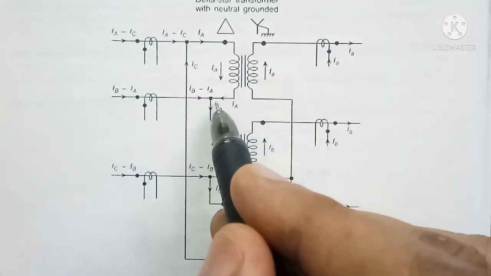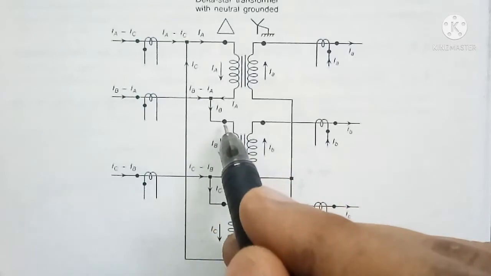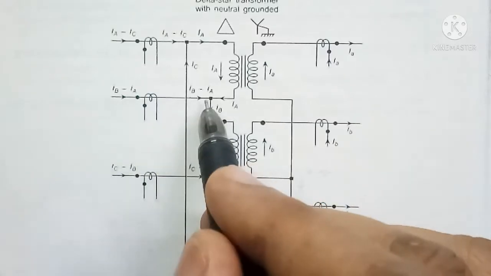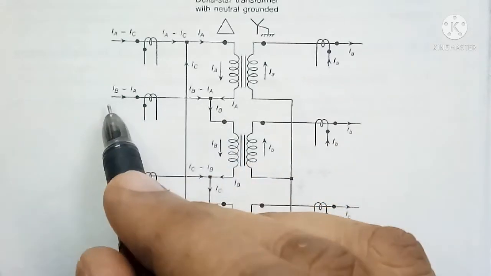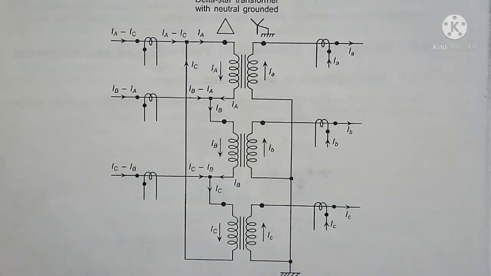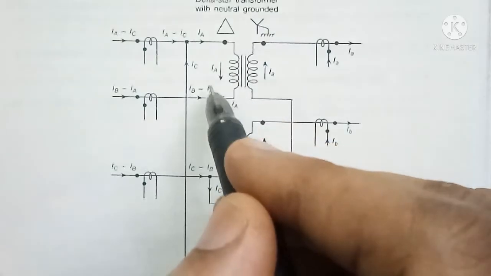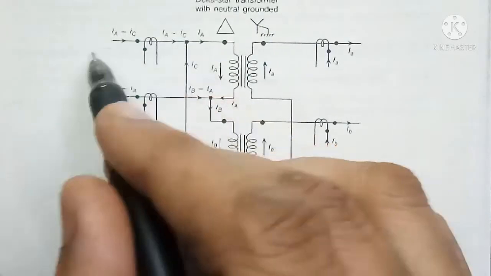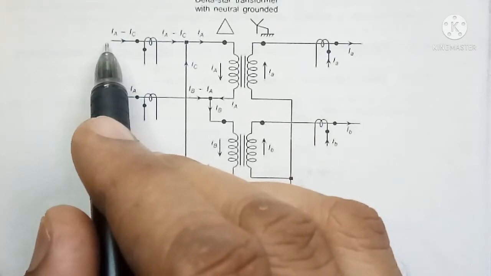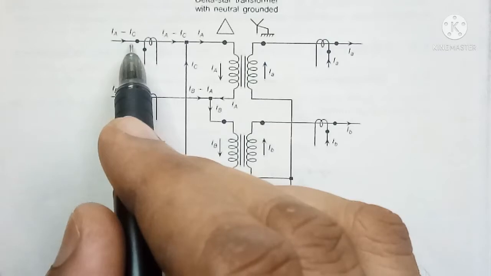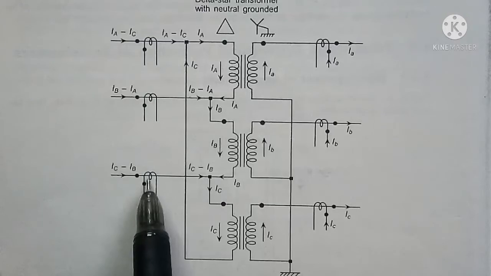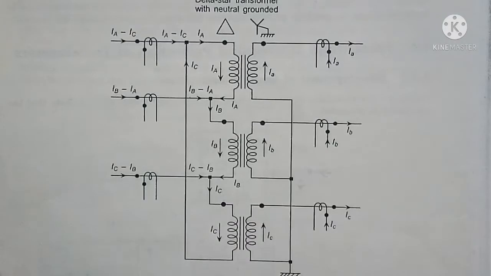because IA is incoming current and IB is outgoing current, and hence the difference of two currents should be flowing through the line conductor connected to phase B of supply. Similarly, at each junction we can find the line currents. Thus, line current flowing through line A is IA minus IC. Line current flowing through line C is IC minus IB.